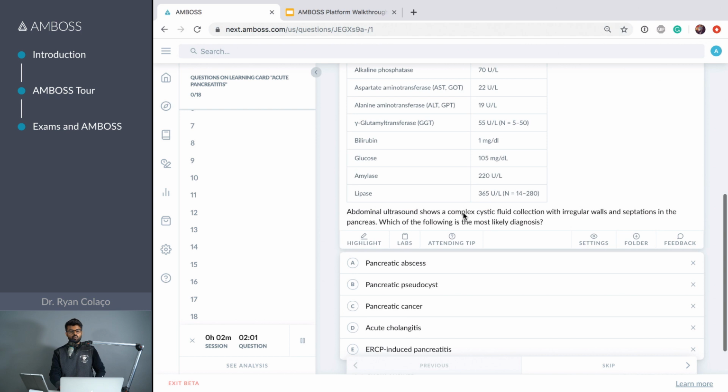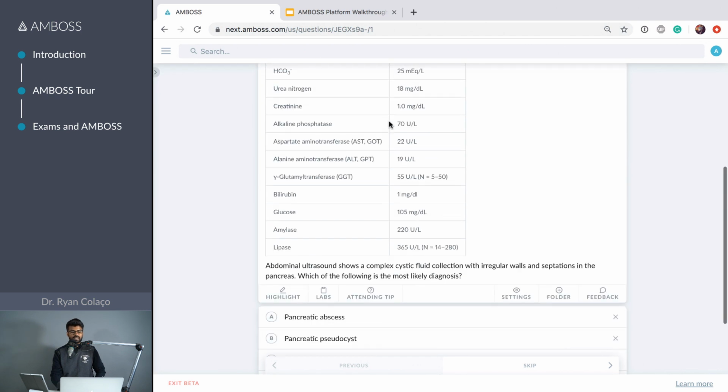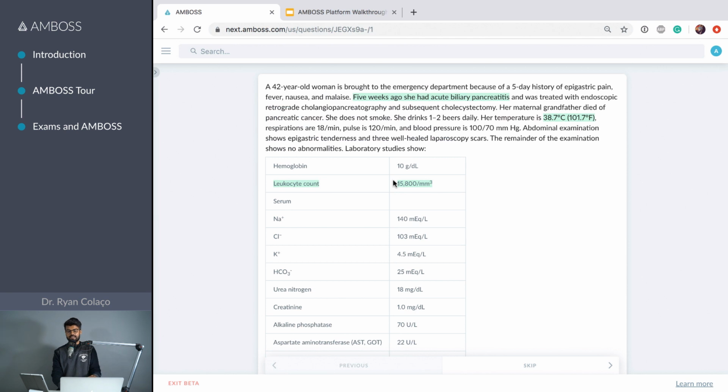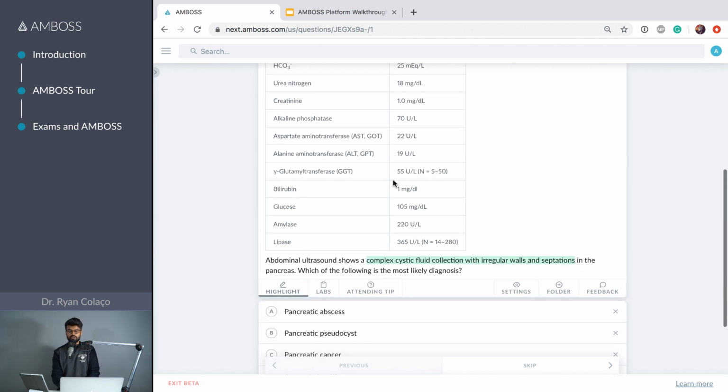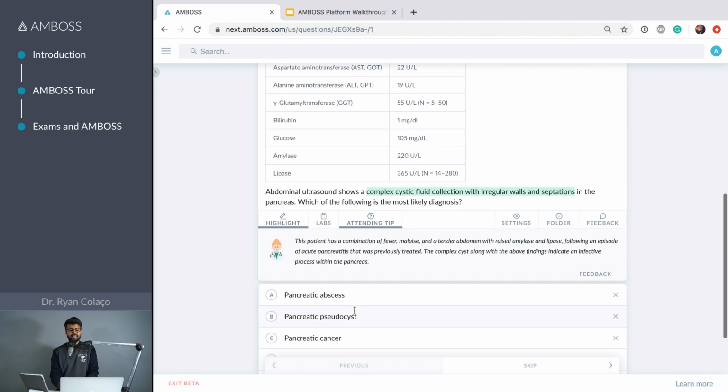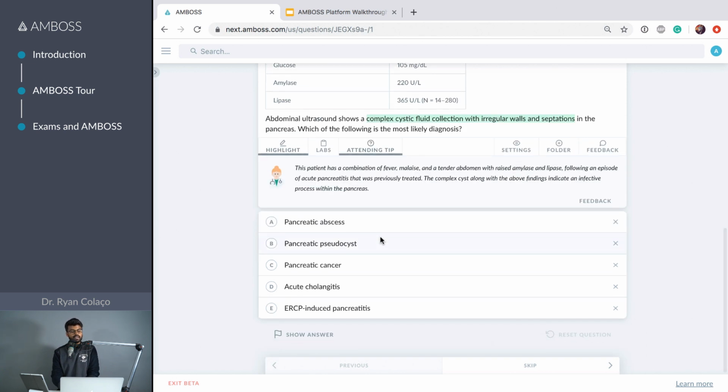Now, say I don't know what this question is all about. What I could do is put on this highlight tool. And what it does is, through all of this information, it highlights the most important parts. And then you can just concentrate on that information, disregard the others, and see if you can still solve the question. In case you still don't get what the answer is, you could ask for another hint, which is the attending tip. This is like a senior sitting next to you and giving you a little more push towards the right answer.